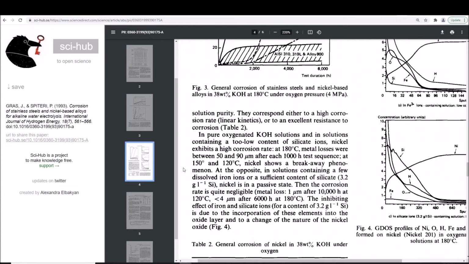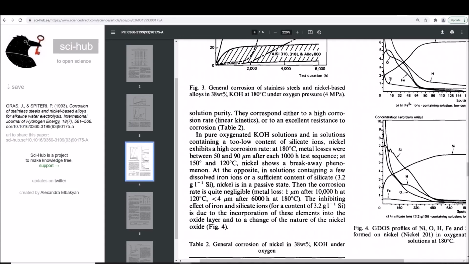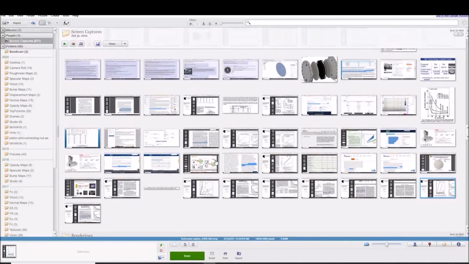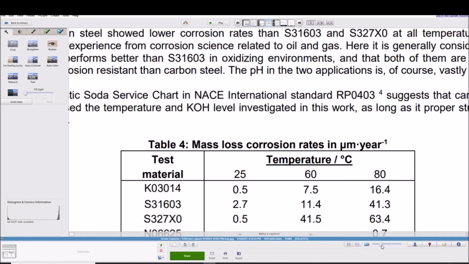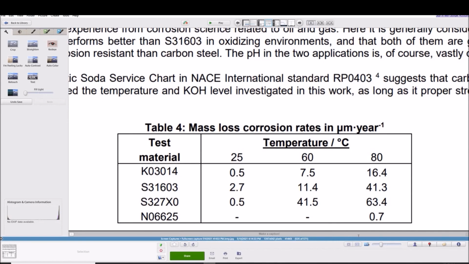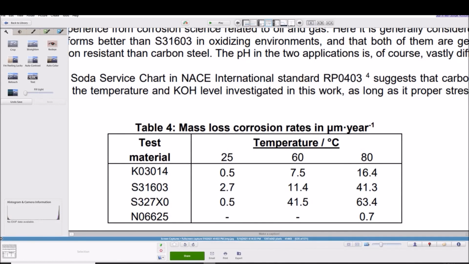So in the presence of too few dissolved iron ions, or sufficient content of silicate at an insufficient concentration, nickel is in a passive state. When you're in a passive state, the corrosion rate is 1 micrometer per year, which is why the first study we went to was quite accurate. This was Inconel 625, 0.7 at EDC.